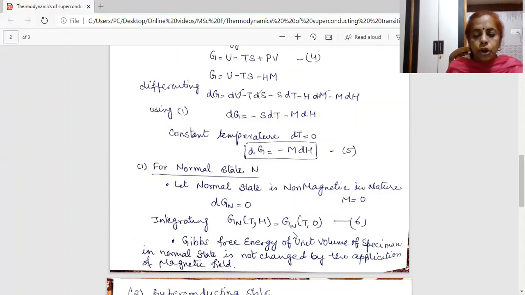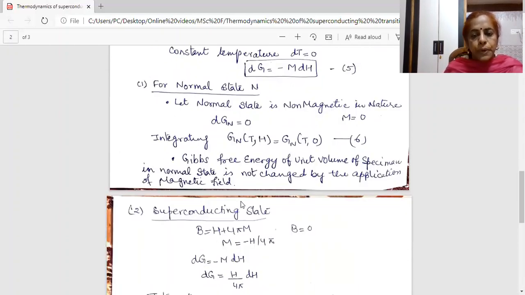And in the normal state, we can conclude that there is no variation in the Gibbs free energy with the change in magnetic field. This is for the normal state. Now moving over to my other state, the superconducting state.